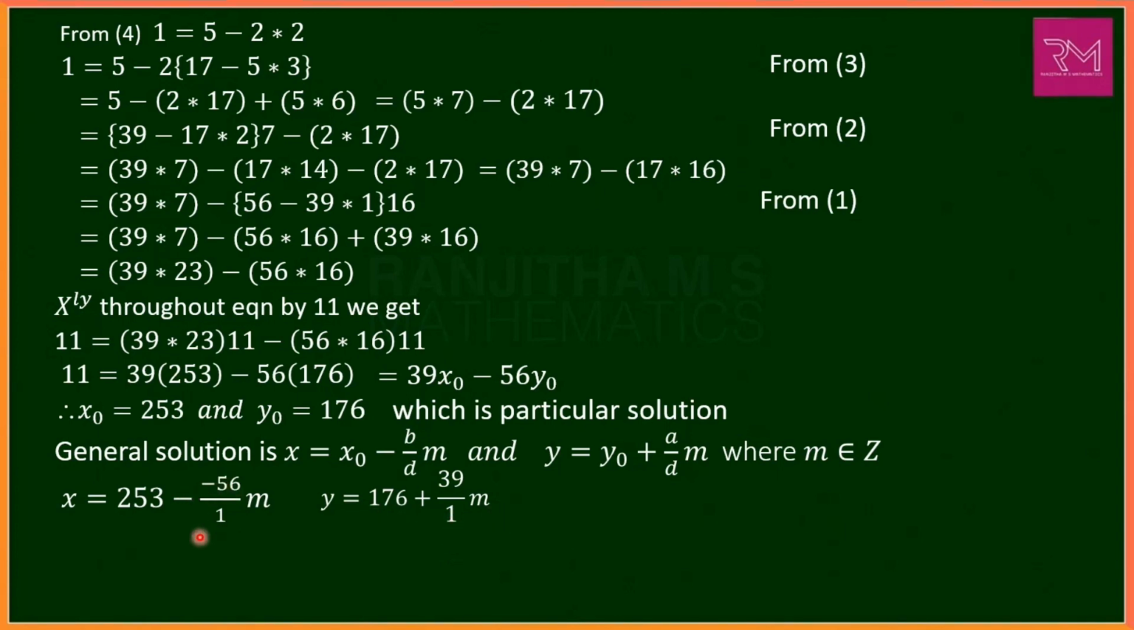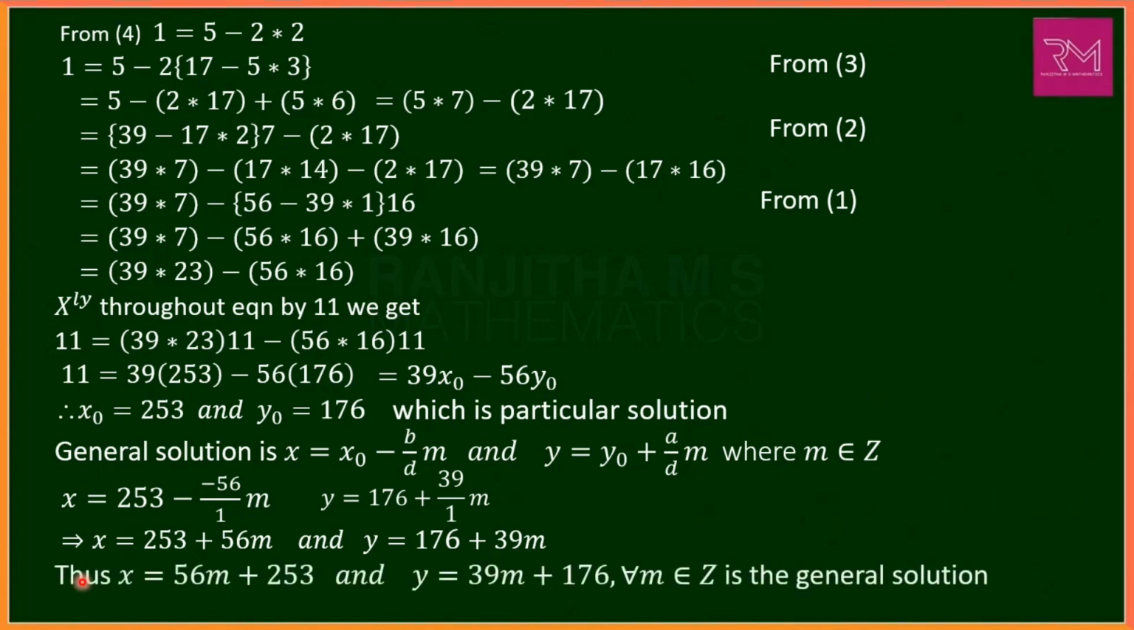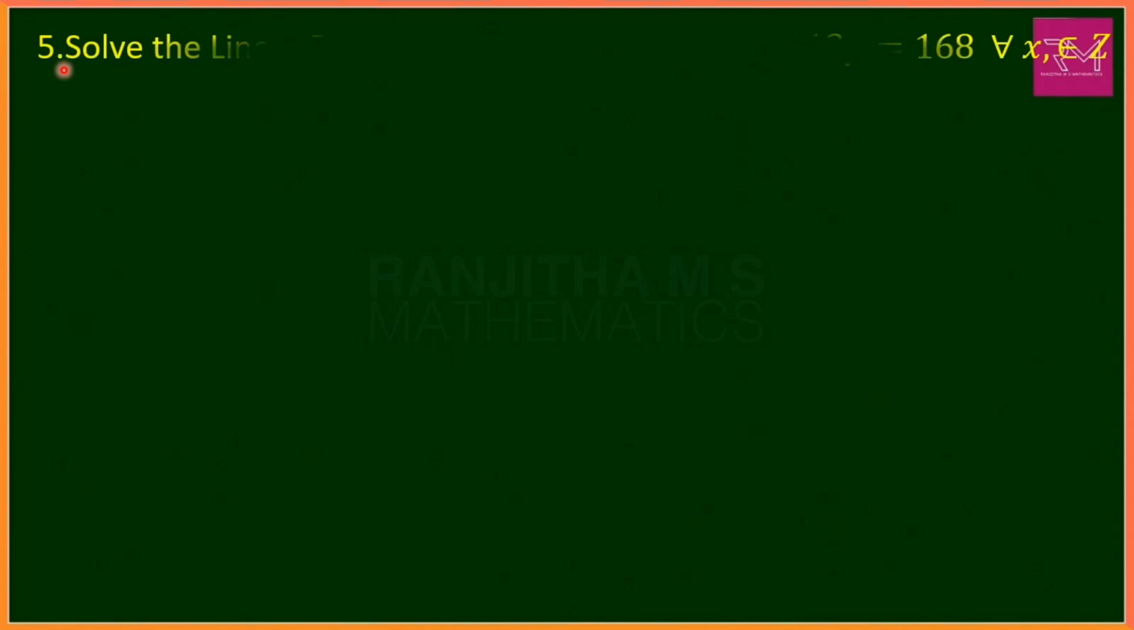So multiplying the minus inside the bracket, we get x is equal to 253 plus 56m and y is 176 plus 39m. Therefore, we can conclude that x is equal to 56m plus 253 and y is equal to 39m plus 176 for all m belongs to Z is the general solution for the given linear Diophantine equation. So this is the procedure to solve a linear Diophantine equation. This completes the problem. We shall move on to another problem.